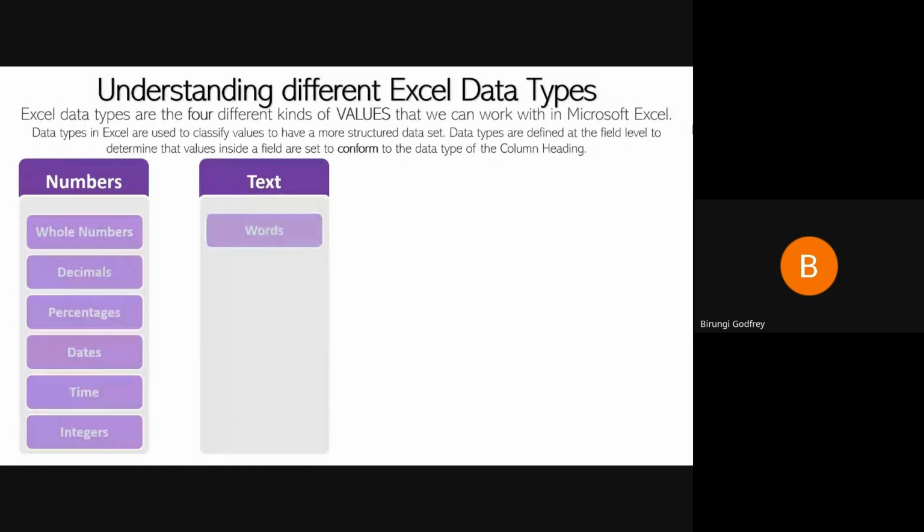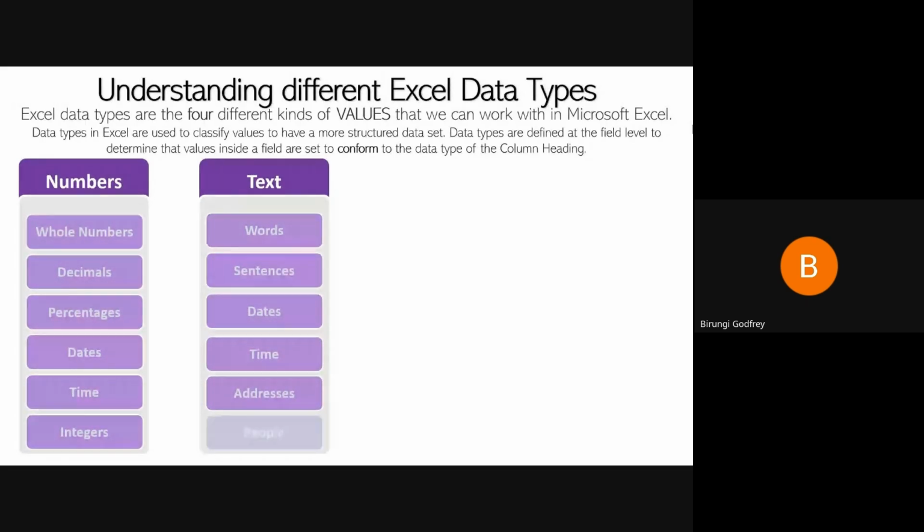So let us go through them. We can do words. Of course, I don't know which words you will be punching into your Excel, but you can give us examples of the words. We can also work with sentences. We can also work with dates. Someone mentioned the dates. Dates can also be saved as text, for as long as they are formatted as text, then we can read them as text. Time as well. Addresses. We can also deal with people and so many other things. This particular text type is open to dealing with anything that you can format as text. I believe this is very clear.